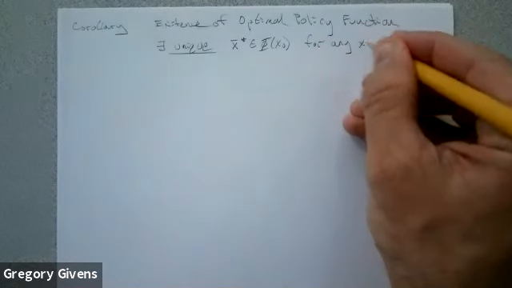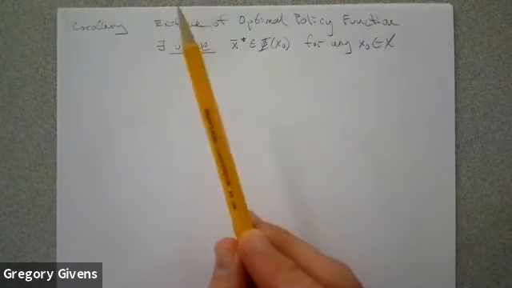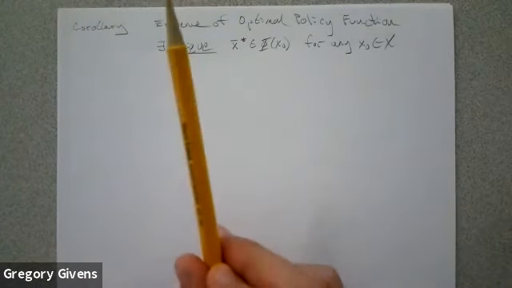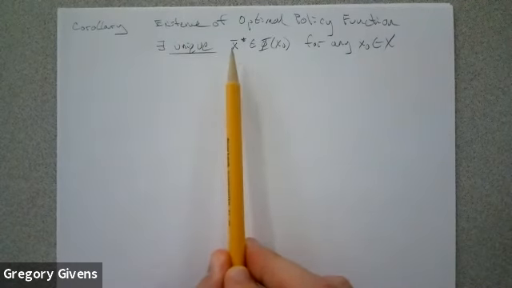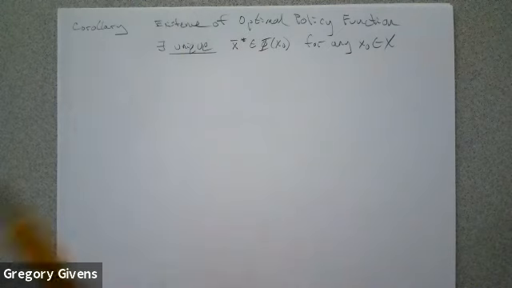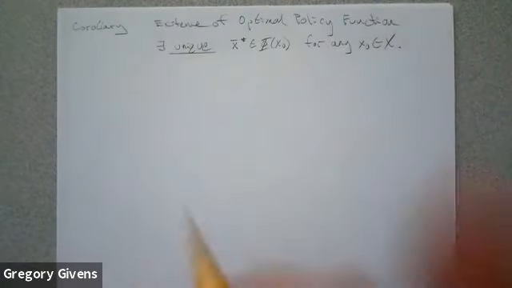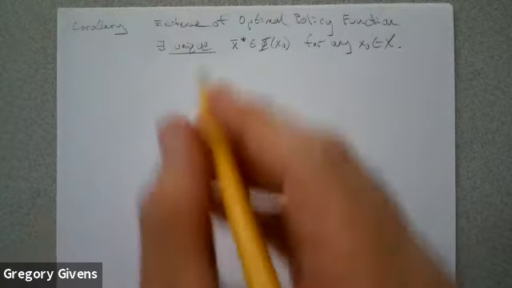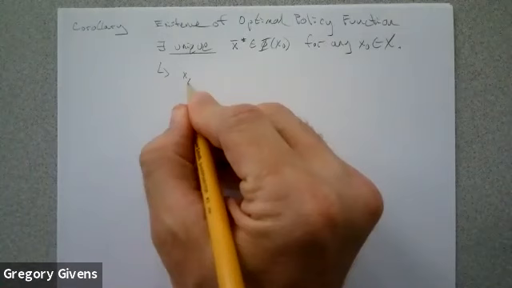For any initial X. So if the value function is strictly concave, then there exists a unique optimal plan that achieves the maximum value of the Bellman equation for any potential initial value. Now here's the important part of this corollary. This optimal plan can be expressed as what's called a policy function.